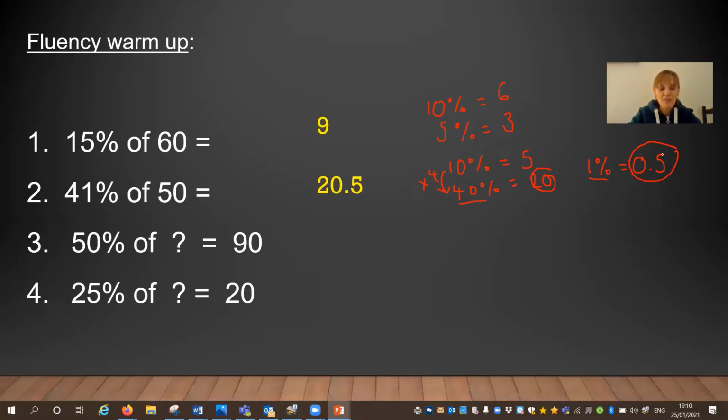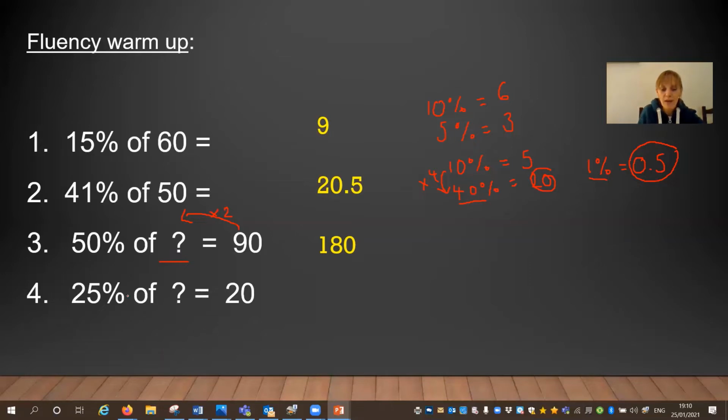All right, now number 3. I'm now looking at a missing number. Now with these ones, 50% of something is 90. Now that means really, can I use my inverse on this one? I think I can, because 50% is like saying half of something is 90. So surely if I go the other way and I double that, times it by 2, then I would get 180. Now half of 180 or 50% of 180 is 90. So therefore I know I am right.